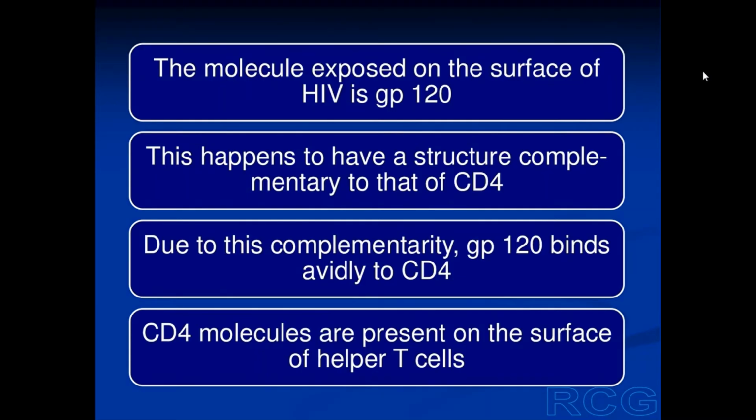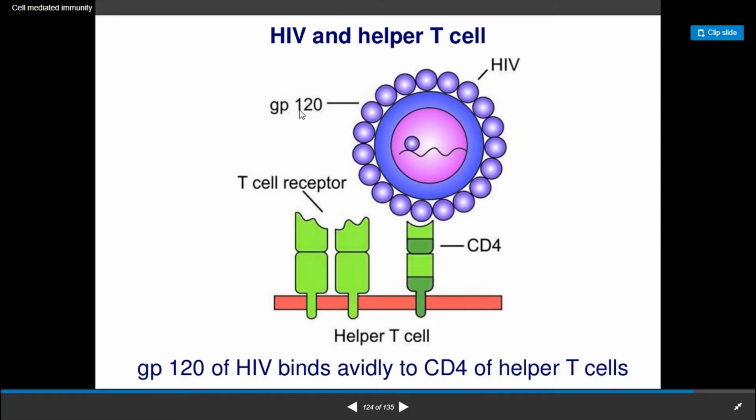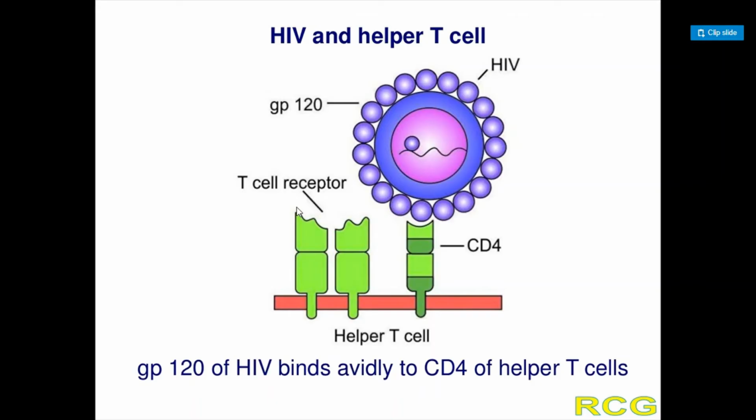The molecule exposed on the surface of HIV is GP120, and it has a structure complementary to that of CD4. Due to this complementarity, GP120 binds to CD4, and CD4 molecules are present on the surface of helper T cells. Here we can see the HIV and the helper T cell. GP120 is present, along with the T cell receptor. The GP120 of the HIV binds to the CD4 of the helper T cell.